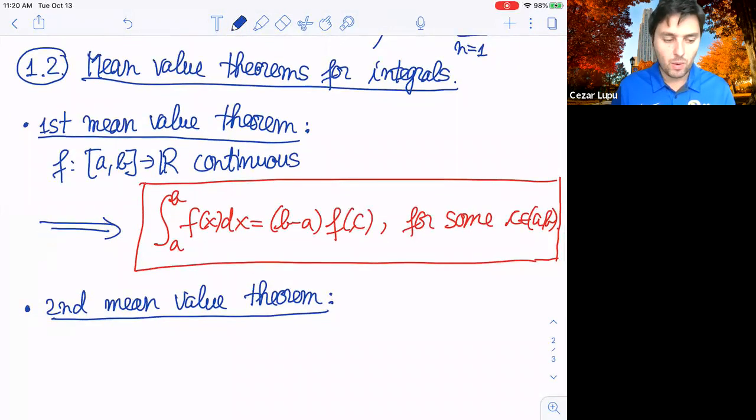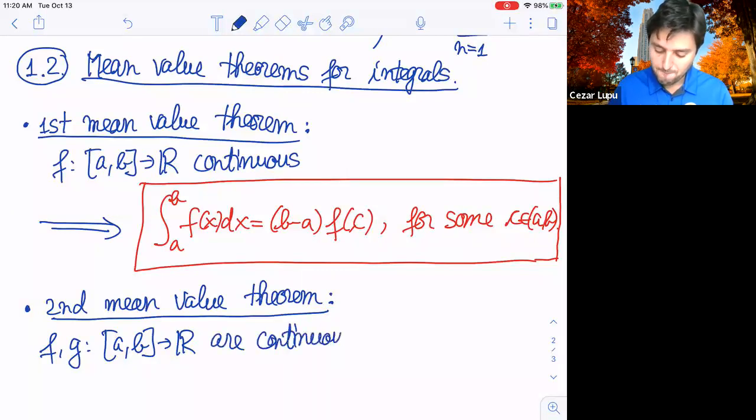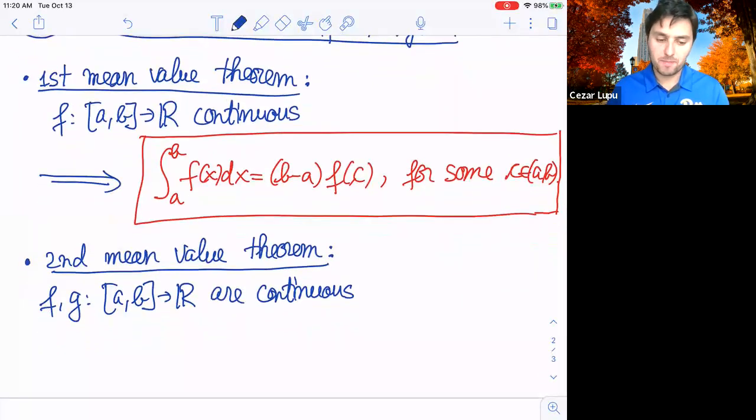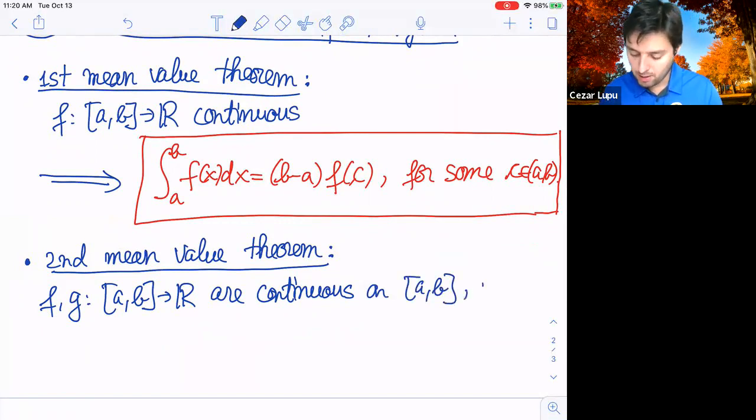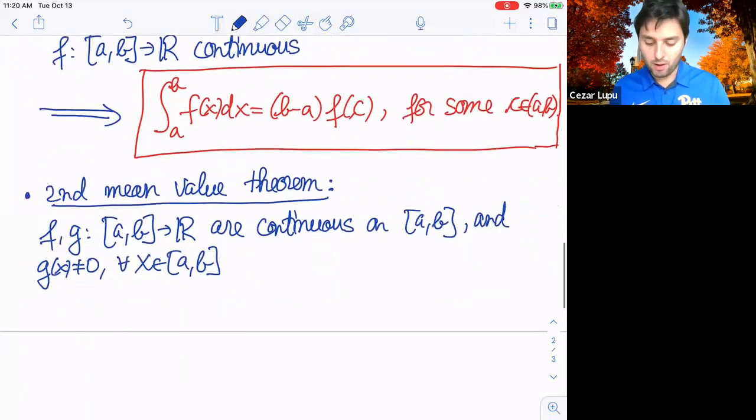Again, this time I will have two functions, f and g, defined on the same closed and bounded interval [a, b]. These functions are continuous on [a, b]. And moreover, we know that g has a property: let's just say g has a constant sign. So g of x is not zero for all x in [a, b]. Then we have the following.